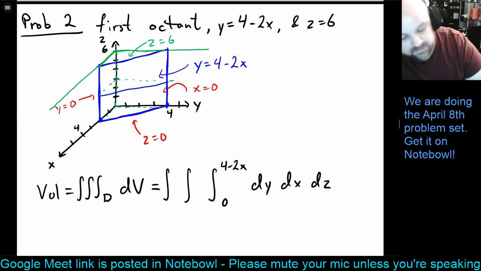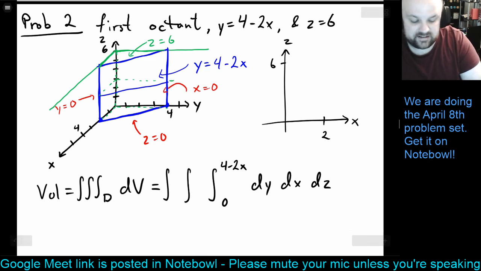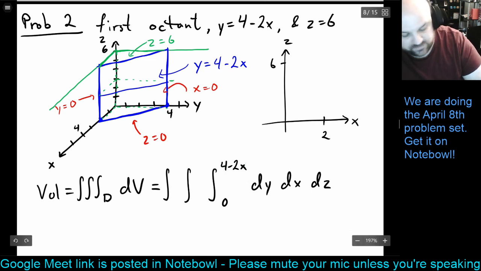If you look at what happens when we do that, we get something pretty simple. Let's say here is 6, here's x equals 2. The shadow of this in the XZ plane, against this sidewall here, when we squish that down, all we're going to get is this rectangle right here.